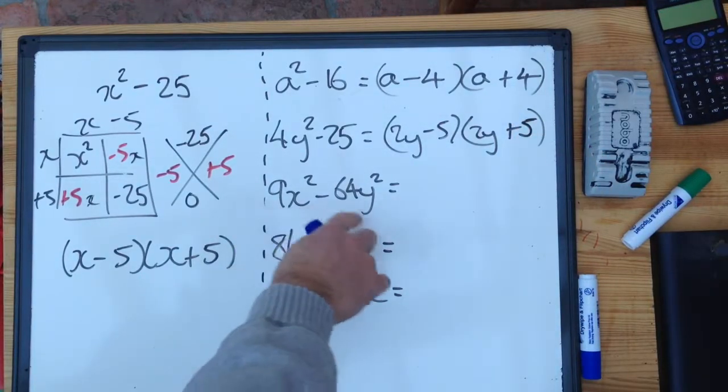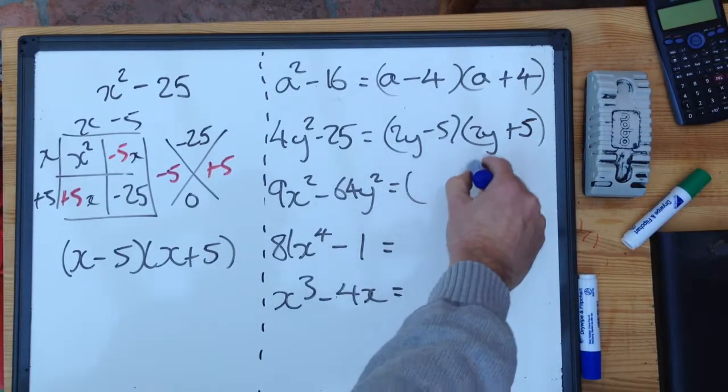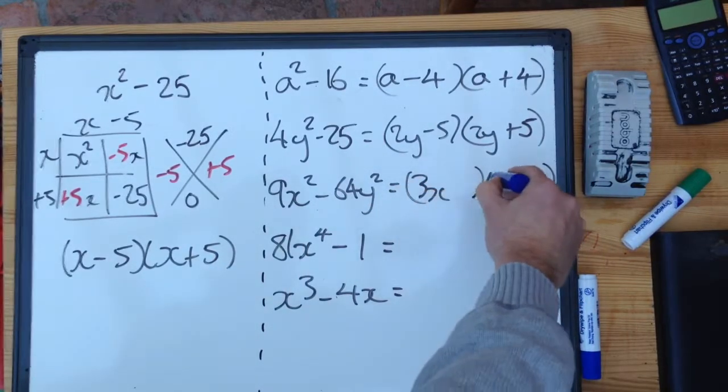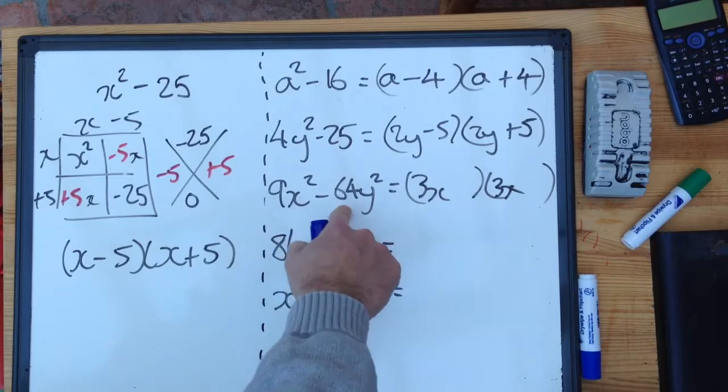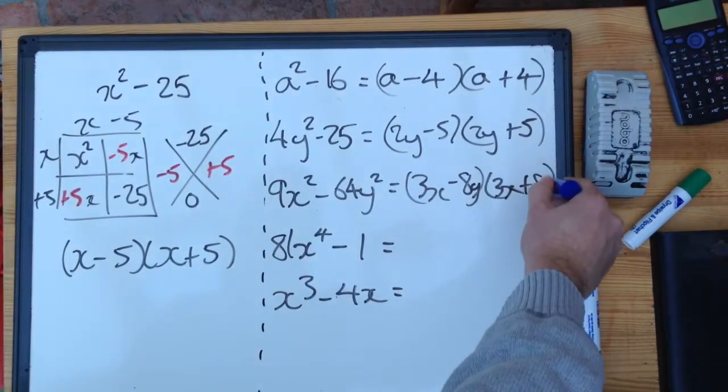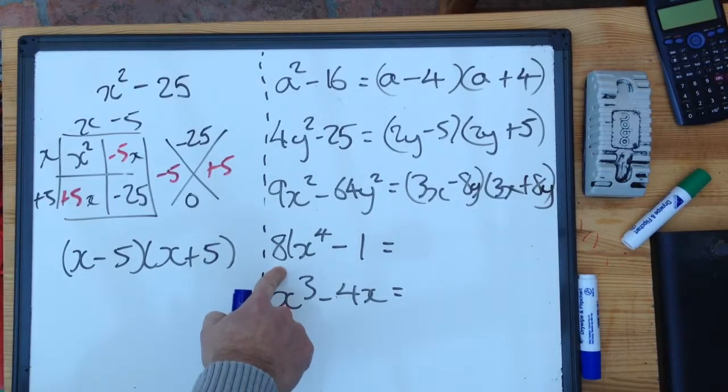This one, again, we've got x's and y's in there, but the same process applies. Square root of 3x squared, 3x, front of the brackets. Square root of 64y squared minus 8y plus 8y. This one here is the difference of two squares as well.